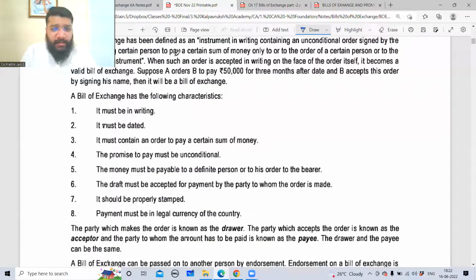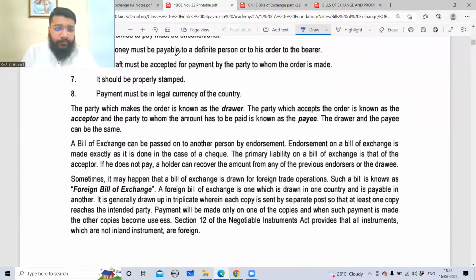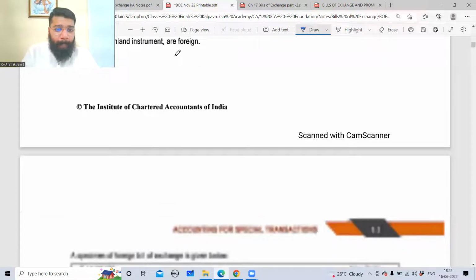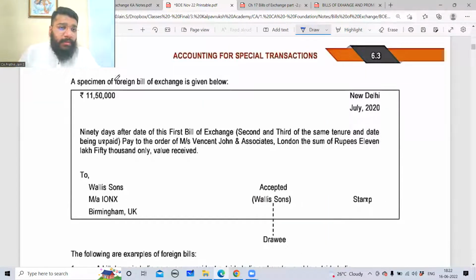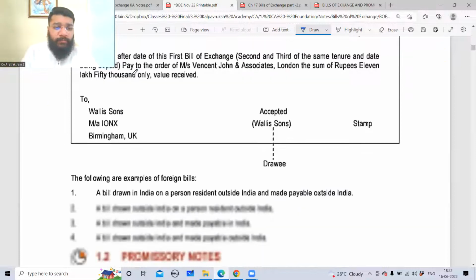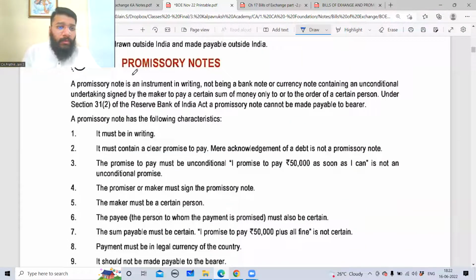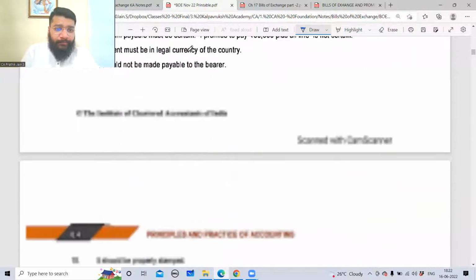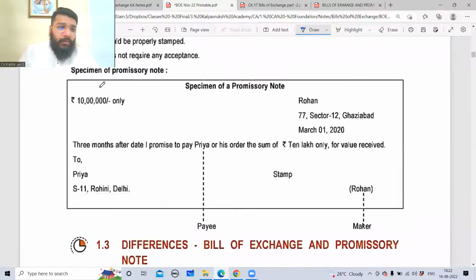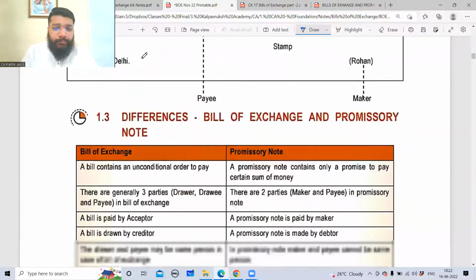So guys, we have so far understood the meaning of bills of exchange. Whatever I explained in the last class, the same point is mentioned here. This is the specimen of a bill of exchange. You understood what a promissory note is? Specimen of a promissory note.